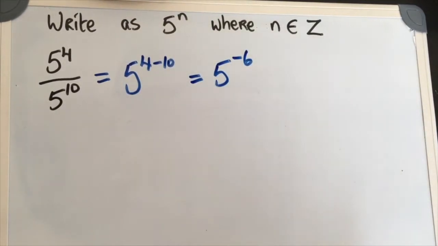So it's 5 to the power minus 6. Note this time to write the answer 1 over 5 to the power 6 would be wrong because the base would be 1/5 and not 5.